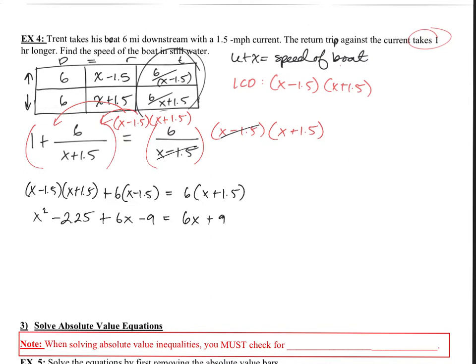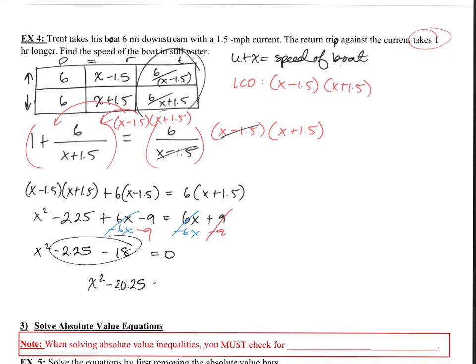Okay, now, combining like terms. Actually, we can go ahead and subtract 6x from both sides. Those cancel out each other, actually interesting. Then, subtracting 9 from both sides, those don't cancel out. So what are we left with? We have x squared minus 2.25 minus 18 equals 0. Now we're going to combine these two like terms, the 2.25 and the 18. It's going to be x squared minus 20.25 equals 0.